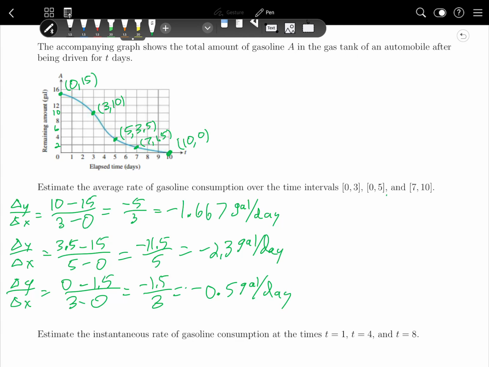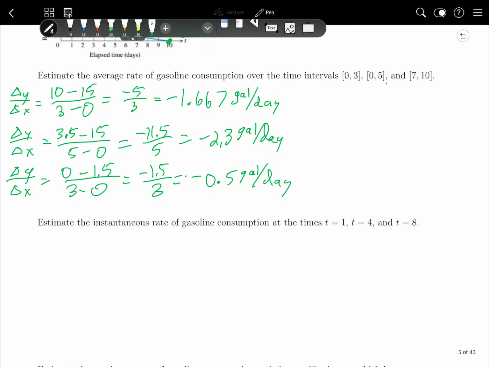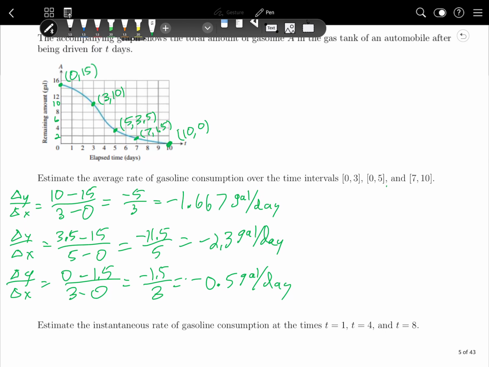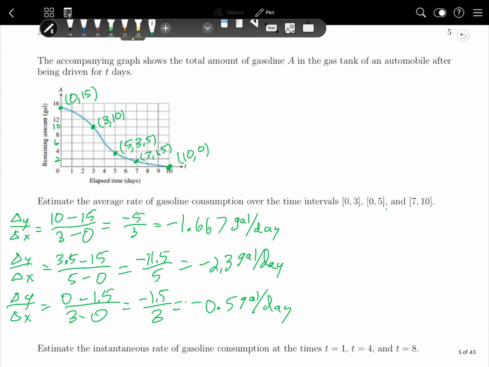Okay, so that's the idea. Then to estimate the instantaneous rate of gasoline consumption at a point, that means we want to look at the slope of the tangent line, not the secant line. These were finding the slope of the secant line. So for example, if we look at 1, we could look at what's happening to the slopes as we get closer and closer to that.